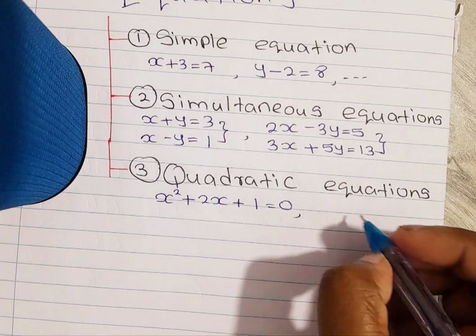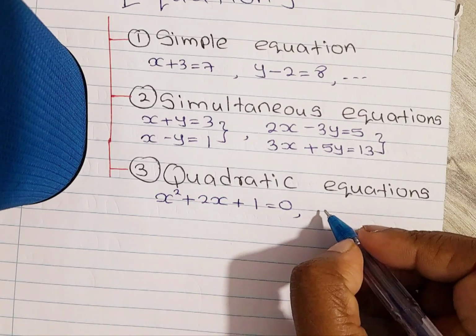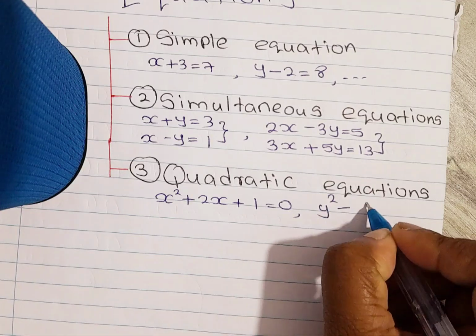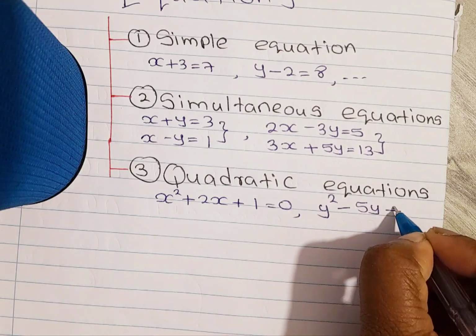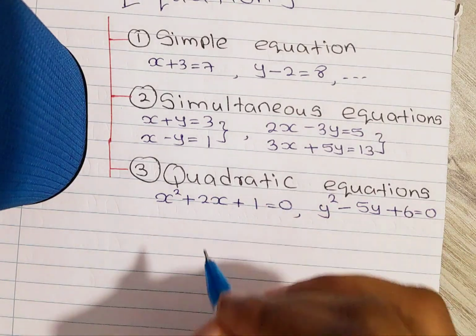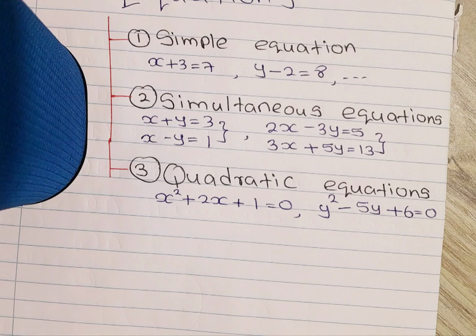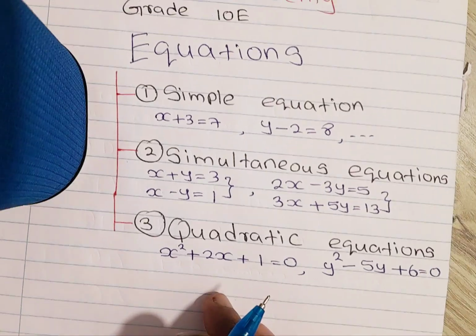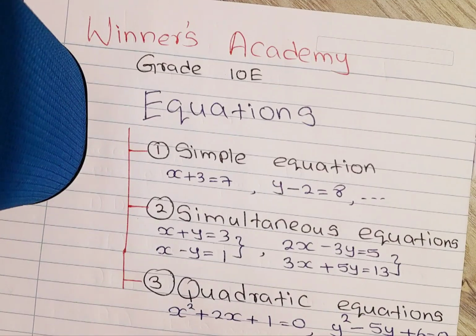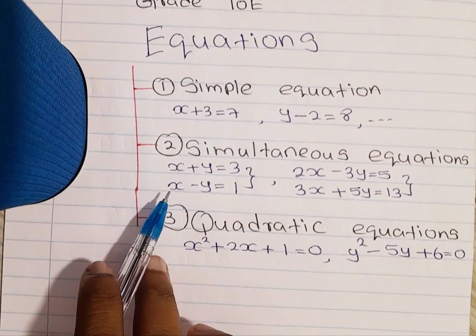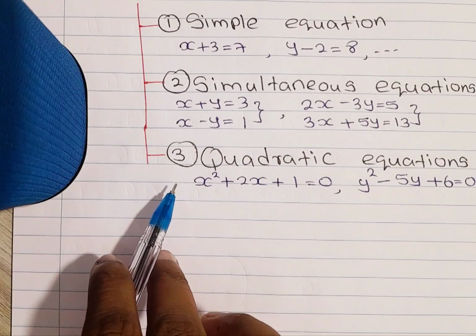And also I can write down another example, that is y squared minus 5y plus 6 equals 0. Like this you can write down two examples, right? So in today's session, those are the three types of equations in mathematics. You have to keep in mind: simple equations, simultaneous equations and quadratic equations as well.